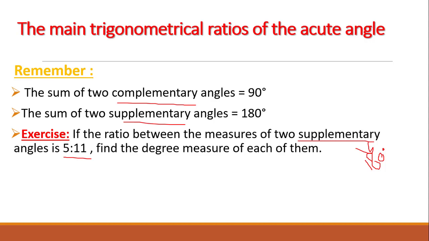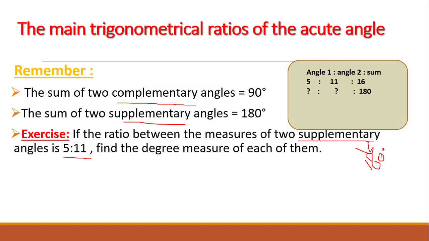What can I do? Do you remember ratios in primary 6? Let's do it again. And if you didn't understand, you can revise the video of ratios between two numbers. Let's begin. Here we have the ratio 5 to 11. So I'll assume the first one is angle 1 and angle 2, with ratio 5 to 11. Here I have the summation because I know that the two angles are supplementary. So I know the summation is 180. So I'll add the ratios.